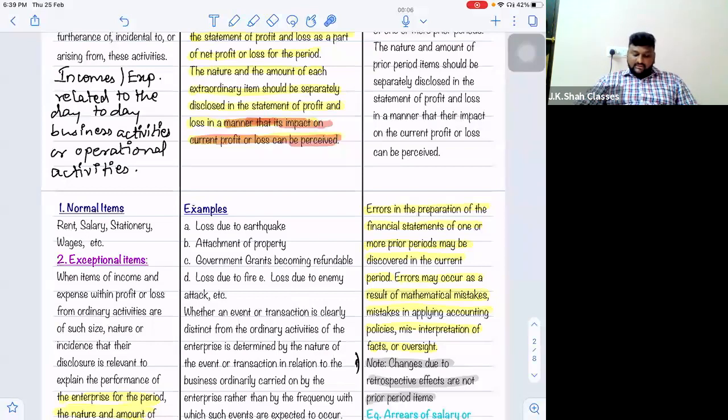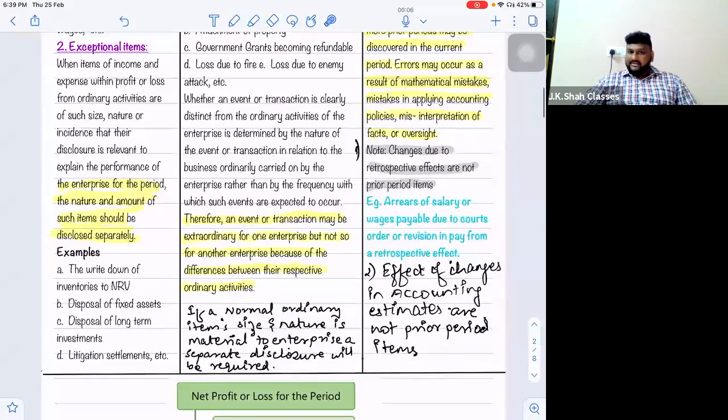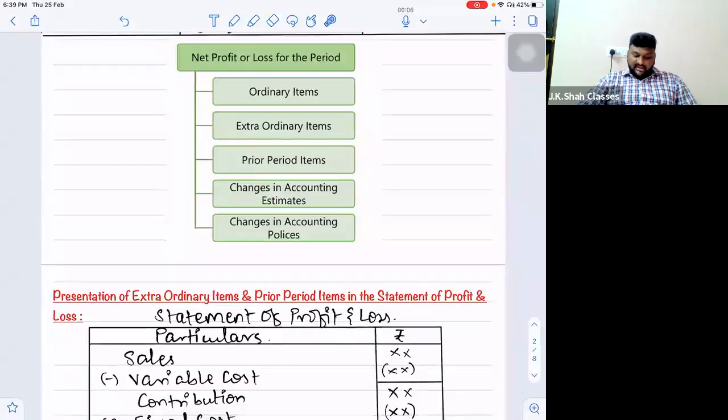Please ignore the notes for the time being because these are exceptions to prior periods. We'll be discussing this in the next 15-20 minutes, so just wait for these 2 points. Now, please have a look at this simple chart which I've picked up from the module. Your net profit or loss comprises ordinary, extraordinary, prior period item, changes in accounting estimates, and changes in accounting policy. So basically your profit and loss account comprises these items. We saw ordinary, extraordinary, prior period. The changes in accounting policies have also been completed. Only one thing is left, that is changes in accounting estimate.